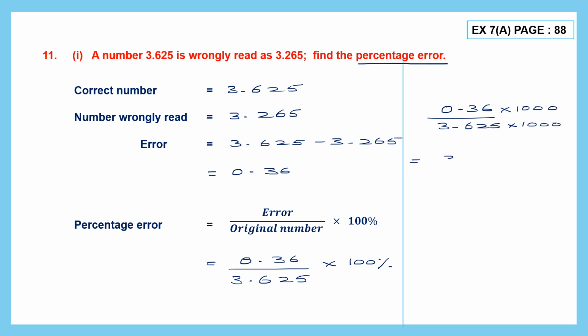So now we get 3, 6. Now here the point is moved 1 place, 2 place. Now one more place because there are 3 zeros. So 360. And here because there are 3 zeros, the point is moving 1, 2, 3 places. So we have 3625. Now we have to divide these two.